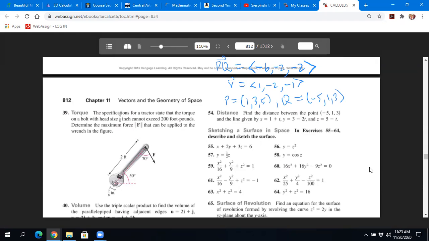But that's all the component parts that we need to pull this off now. I have PQ, I have V, compute the cross product. So D is equal to the length of PQ crossed with V divided by the length of V. That was the formula we came up with, okay?